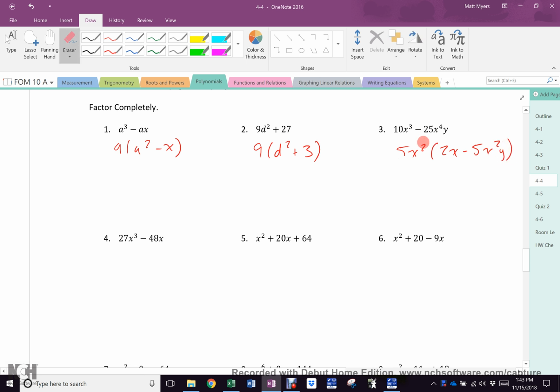Oops. Dummy head. 5x cubed, 2 minus 5xy. Now, I'll put a little star there because this one gets a little funky.